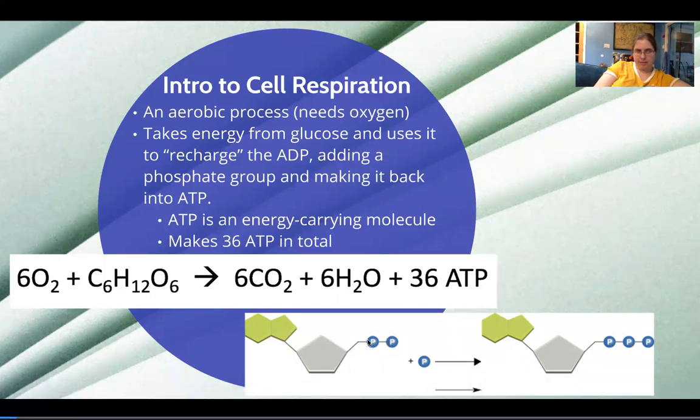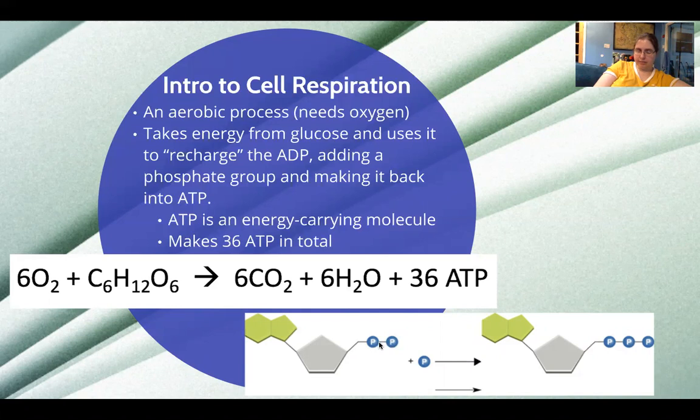We have adenosine diphosphate. And what happens there is when energy is released by breaking the bonds of glucose, we can take that energy and store it as a new bond between the last phosphate of adenosine diphosphate and this lonely phosphate right here, turning it into adenosine triphosphate. So ATP. Now ATP is an energy carrying molecule. It provides energy that is used all throughout the cell.